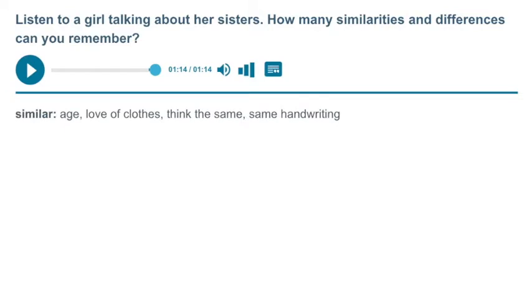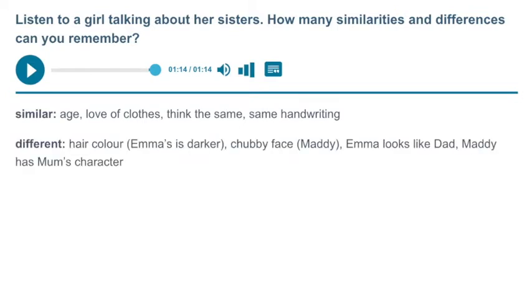Let's see what's similar. Their age, their love of clothes, they think the same and they have the same handwriting. And what's different is their hair color. Emma's is darker. Chubby face for Maddie. Emma looks like Dad and Maddie has Mum's character. Okay, so these are the similarities and differences between the twins.